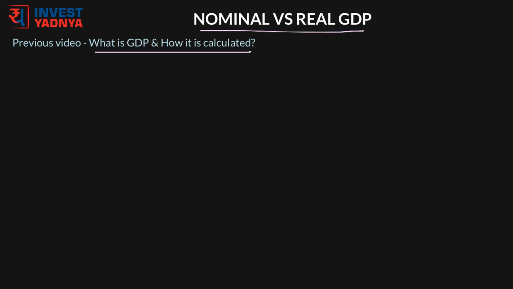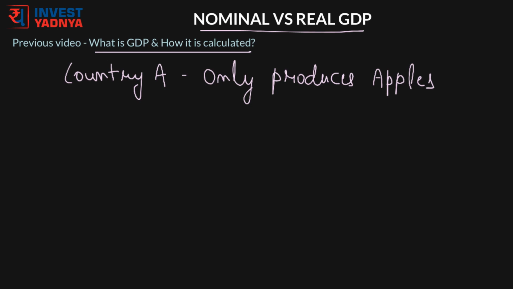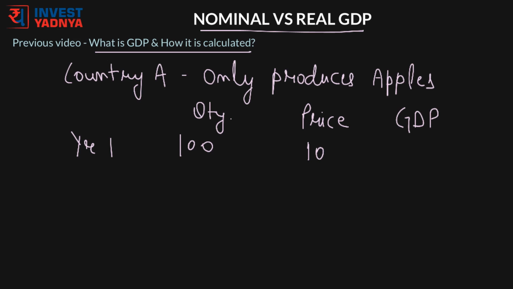Let us assume country A, which only produces apples. Now the GDP of the country would be the quantity of apples multiplied by the price of an apple. Let us assume country A produces 100 apples in year 1, the selling price of one apple being rupees 10. As the country produces only apples and no other product, the GDP of the country would be rupees 1000.